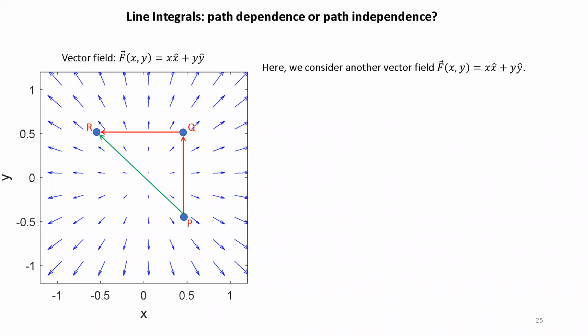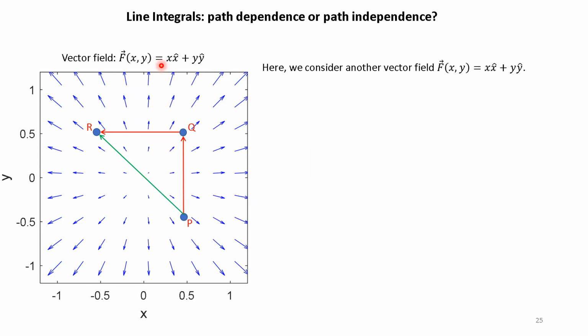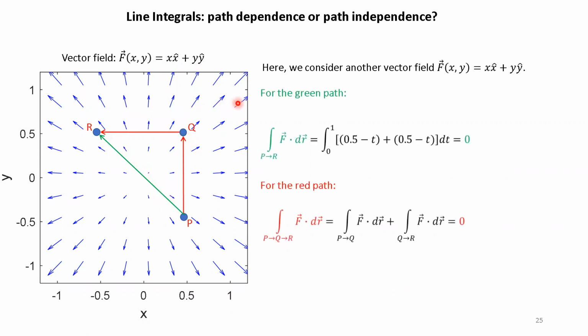Now I consider another vector field. Again, this is the simple one that I have used earlier in this chapter, where the vectors are all diverging away from the origin. Just asking the same question with two paths, whether the line integral is the same. This time you'll see that they are the same.